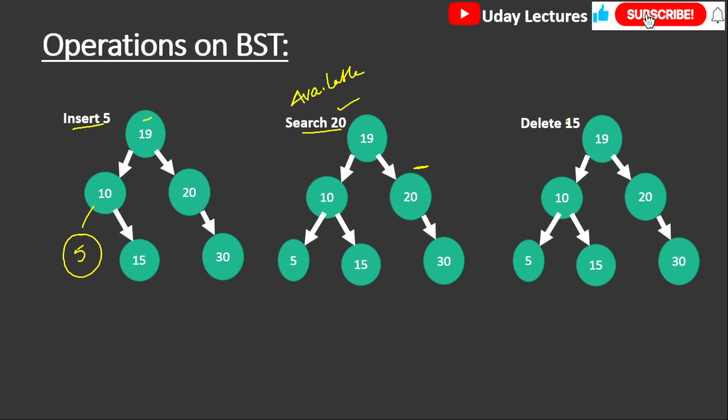And not only that, if you would like to delete any node from this binary search tree, you can go ahead and delete it. The deletion operation works only if that particular element is available in the binary search tree. Since in this case I'm asking to delete 15, I can go ahead and delete this 15 by following a particular procedure. Do not worry, in the next video we will discuss the insertion operation, search operation and deletion operation with specific examples, and you will be able to understand them very clearly.